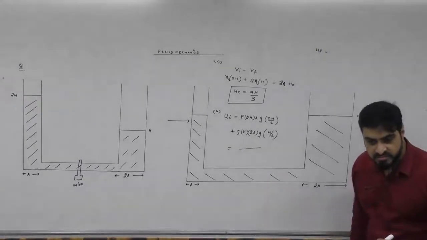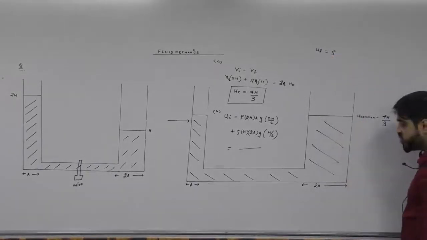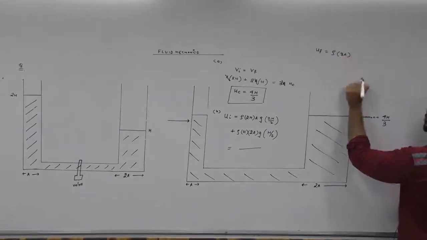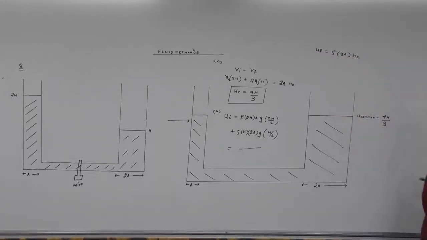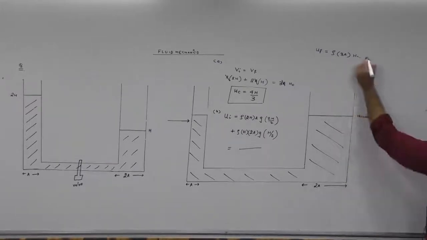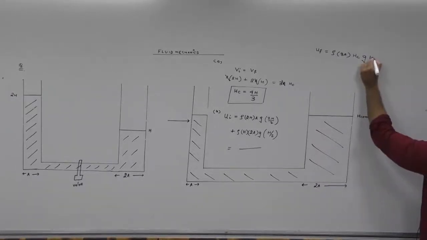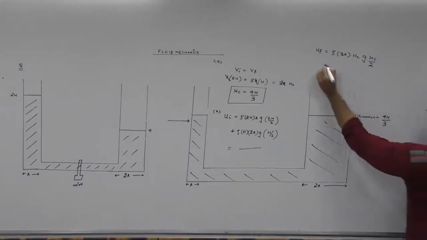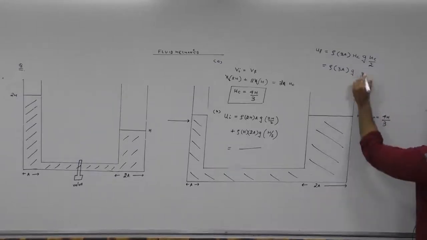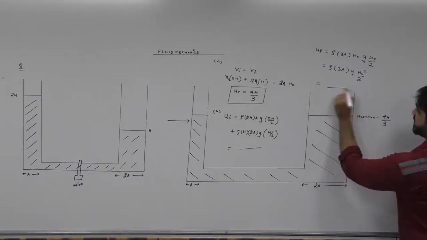MGH hai na beta iska. M kya rahega? Density into volume. So density is density. Volume is total area. What is the total area? 3A into H common. That I'll write HC. Ye ho gaya hamara M. G. H kya likhenge? H common by 2. So this can also be written as rho 3A g H common square by 2. Ye aap value nikalenge.